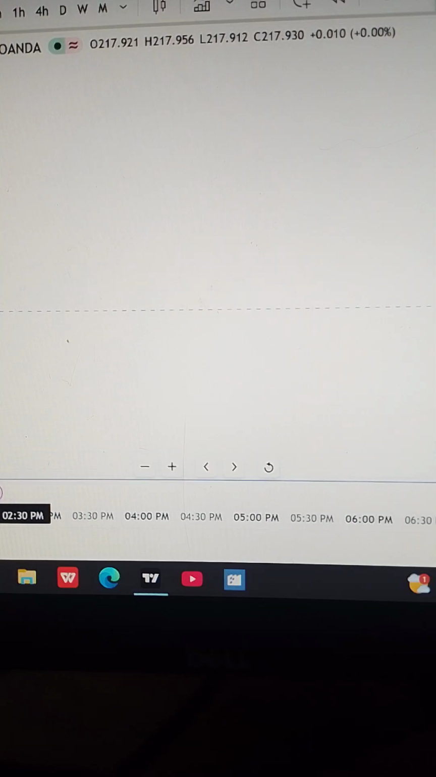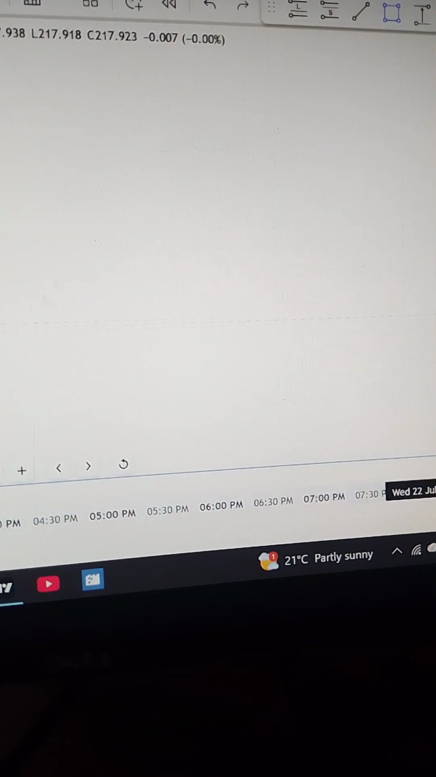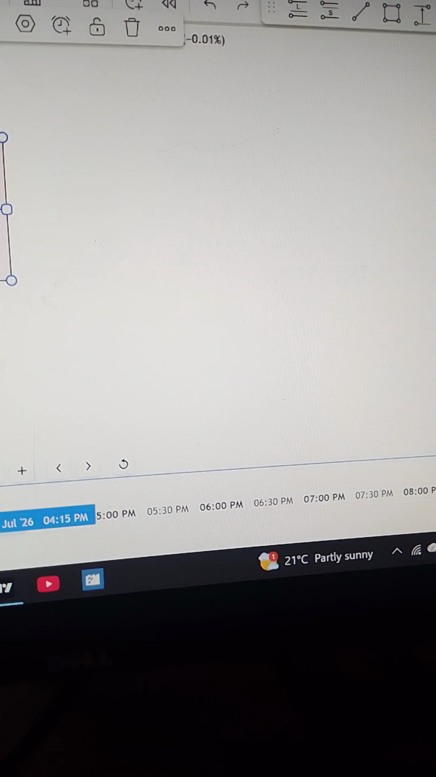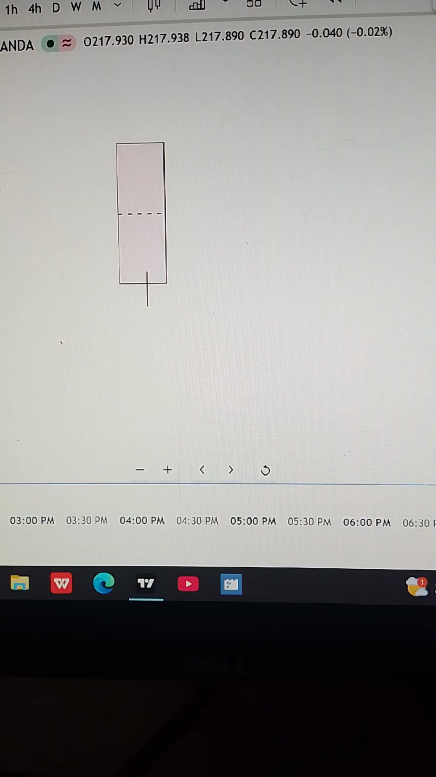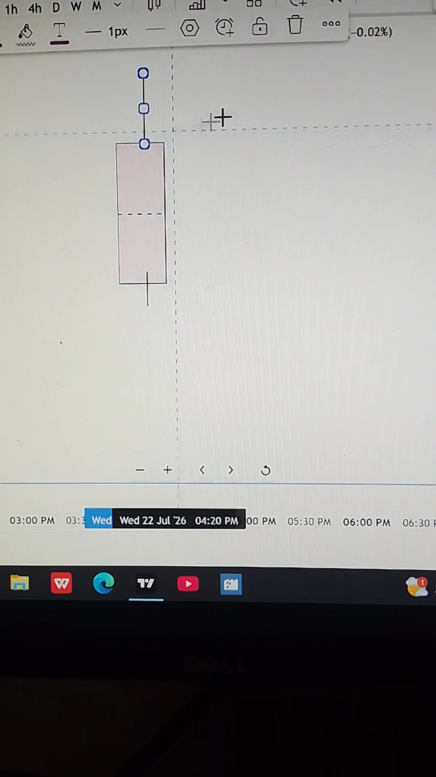Support is created when a red candlestick is followed by a green candlestick. A red candlestick followed by a green candlestick, that is a support. Let me show you what I'm saying. A red candlestick followed by a green candlestick, that is a support. So we have this candlestick like that.